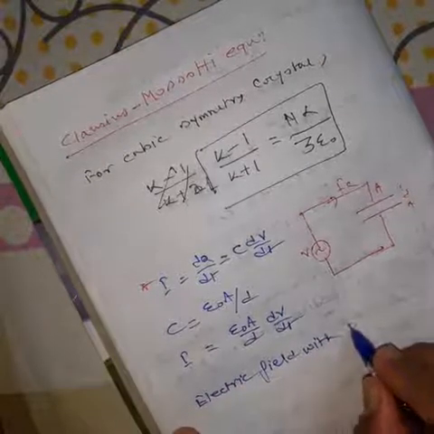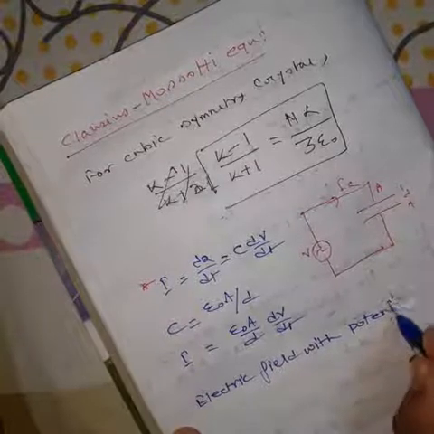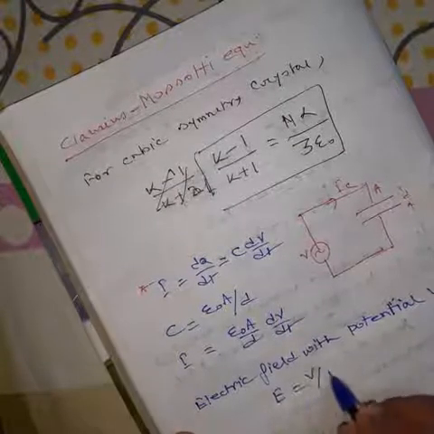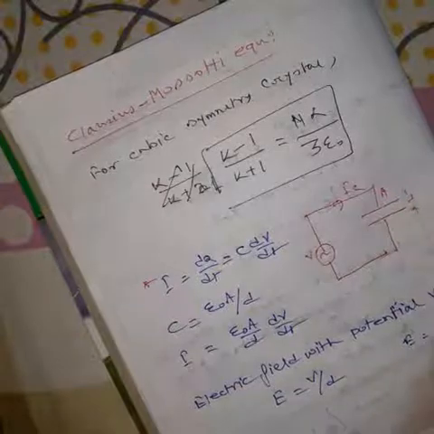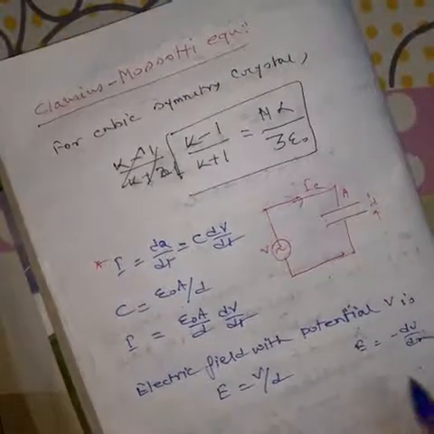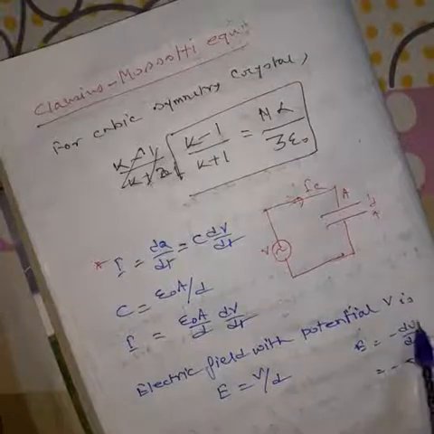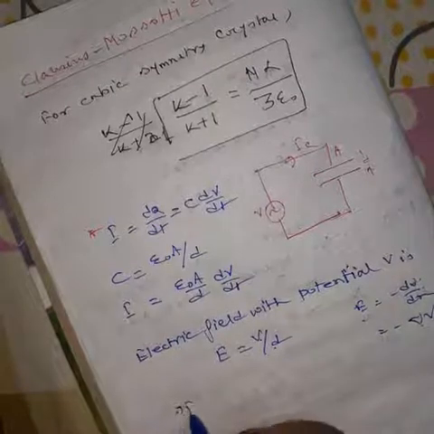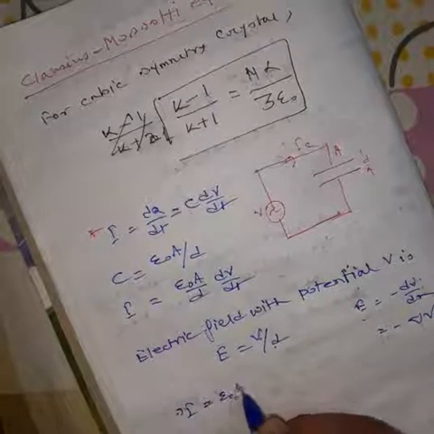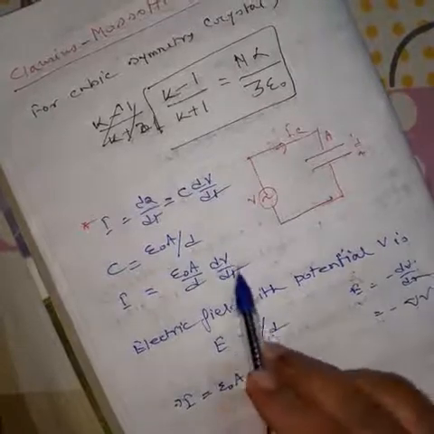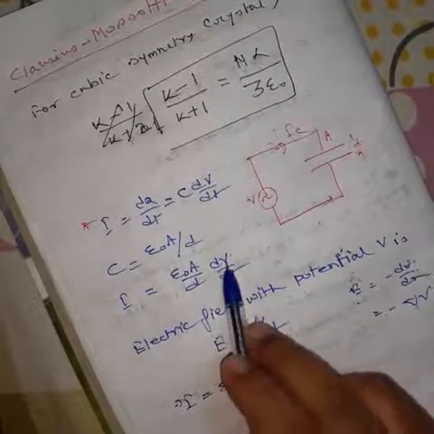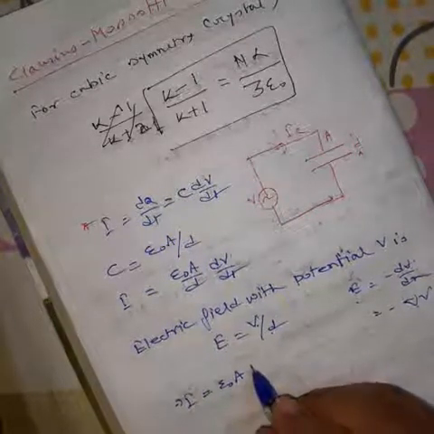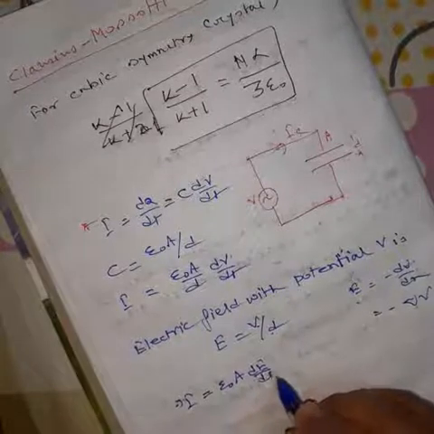Now, the electric field with potential V: you probably know the equation E equals minus dV/dx, or we have done E equals grad V. So dV/dx gives the electric field, voltage divided by the distance between them. Therefore I is equal to epsilon 0 A times dV/dt. Since V is E times D, D cancels out, so I will write dE/dt.